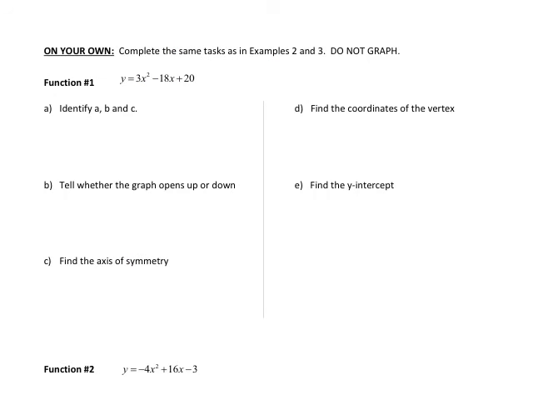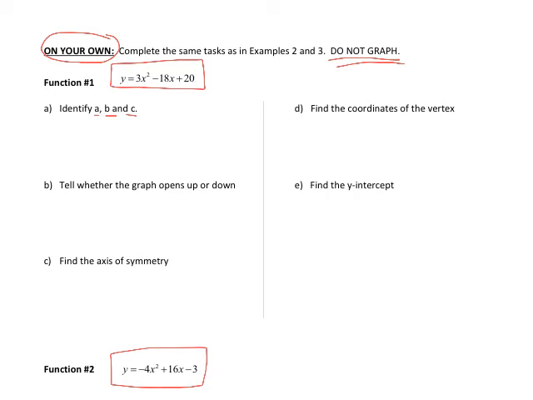And the final thing for you to do on your notes is these two on your own questions. I've given you two functions, and I would like you to answer the 5 questions that I've gone through with you in this case, but you do not have to graph these, so that's why you don't see a piece of graph paper here. I just want you to identify a, b, and c from each of the functions, tell whether the graph opens up or down, find the axis of symmetry using the little formula that I've given you, and find the vertex. Of course, remember that's going to be an x and a y value. It's an ordered pair. And find the y-intercept using c.